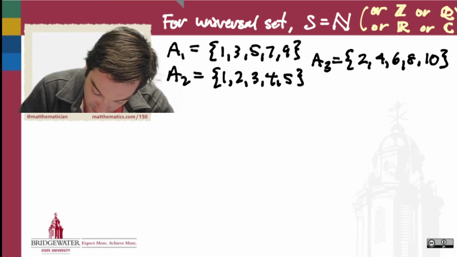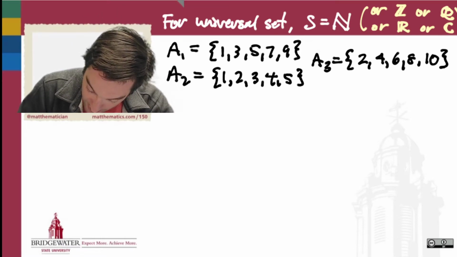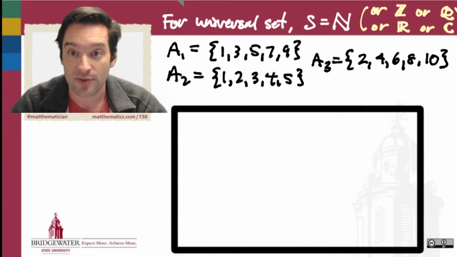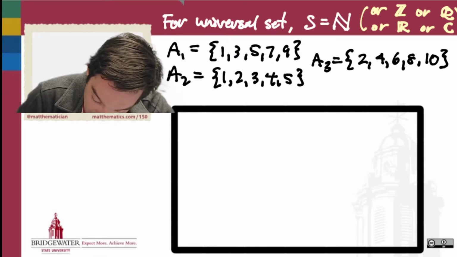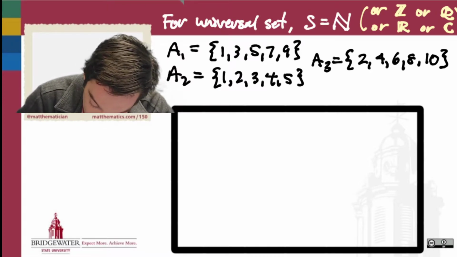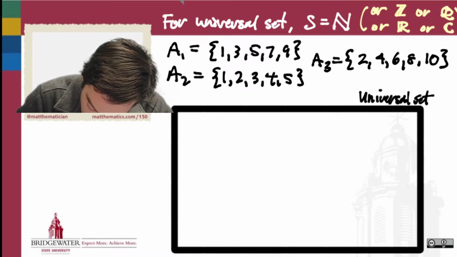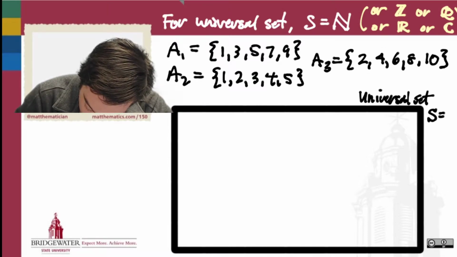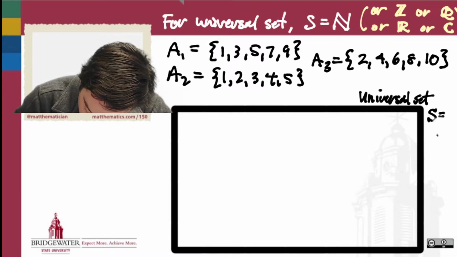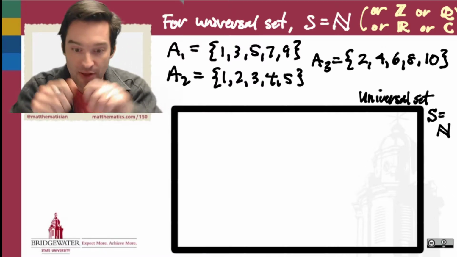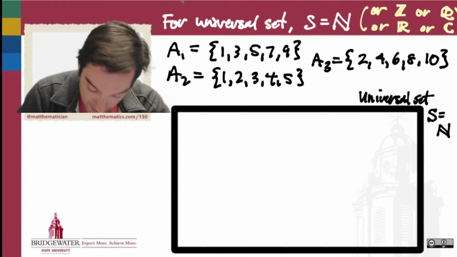set. And so what I'll do is make a Venn diagram that conveys the information that we have in these three sets over here. In my Venn diagram, I'm going to have a big rectangle around the outside, and this big rectangle around the outside is going to be my universal set. Call it S. And then for now, we're going to set it to be the natural numbers. Okay.